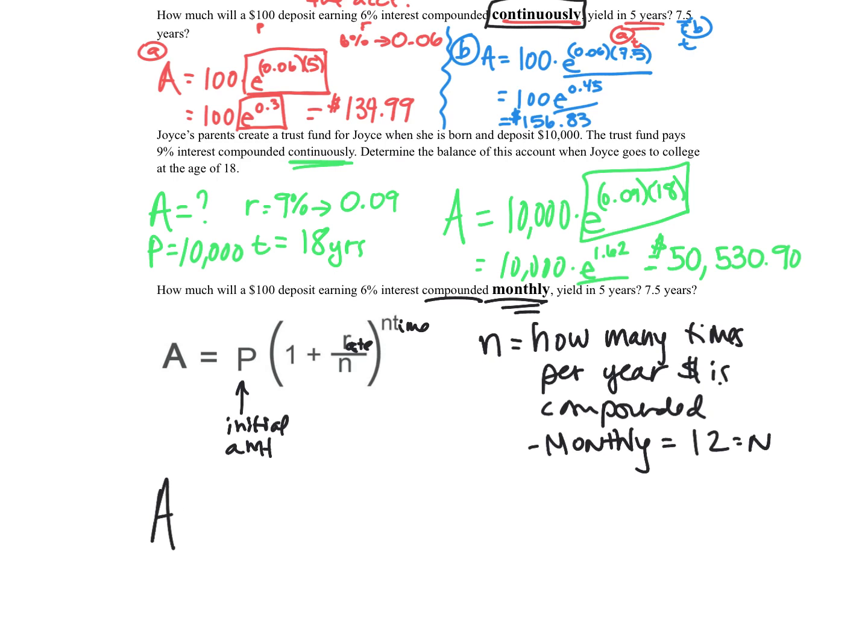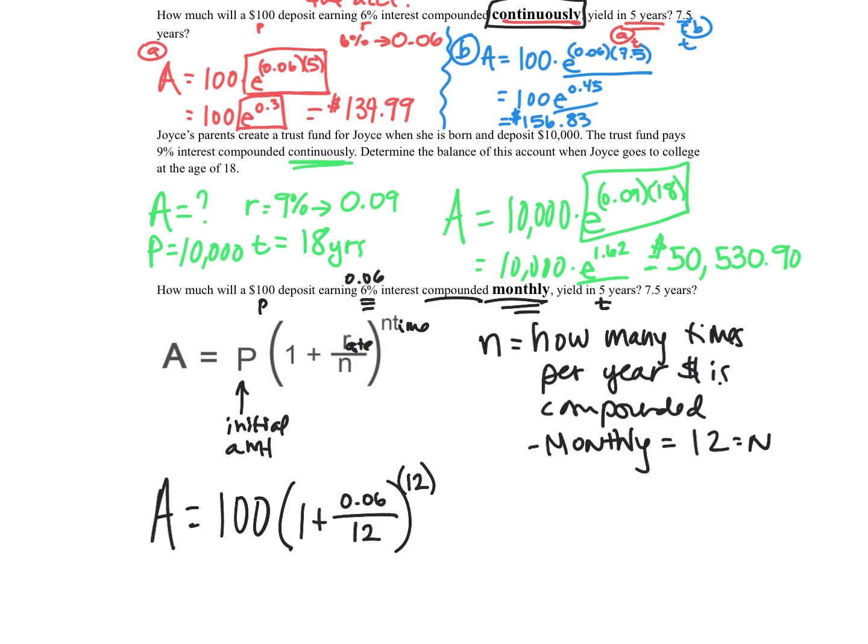So we have A, which is what's going to be our amount when we're done. P, what was our initial amount? Oh, $100. 6%, but 6% in decimal is 0.06. So we have 100 times 1 plus the rate, 0.06, divided by n, which is 12, because that's monthly, raised to the n, again 12, times t, which is time. In this case, they give us two options again. In this case, t is 5 years.